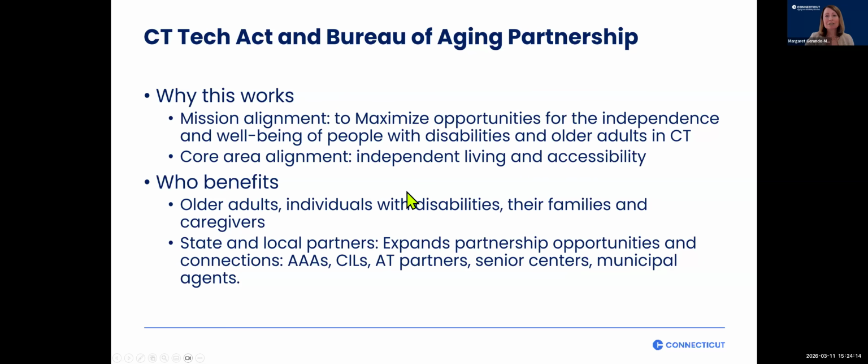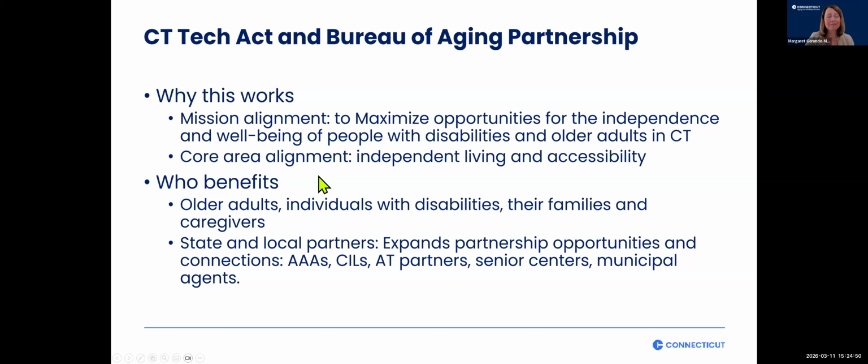So our partnership between the Connecticut Tech Act and the Bureau of Aging works for a number of reasons. We have mission alignment. The Tech Act and the Bureau are in the same agency, just two different bureaus with the same broad mission to maximize opportunities for the independence and well-being of people with disabilities and older adults in Connecticut. And it helps that Arlene and I are in the same agency with the same commissioner, but I'd like to think that we'd be partners even if we weren't. Our department has core areas. We align in the areas of independent living and accessibility.